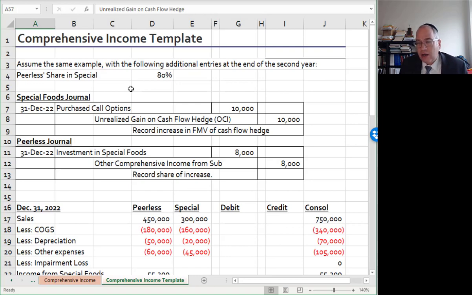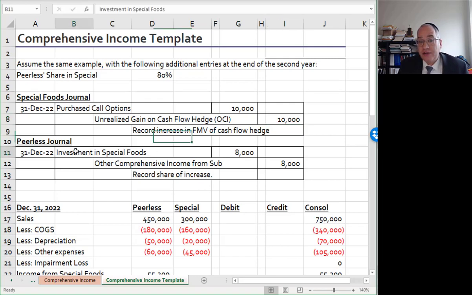Purchased call options are accounted for a lot like available for sale securities, and we'll learn more about how exactly it works in a later chapter. For now, let's just know that the value of the purchased call option is an asset and it increased in value from $20,000 to $30,000. That unrealized gain is going to go to OCI. So Special Foods booked a $10,000 unrealized gain, which is going to go to their other comprehensive income.